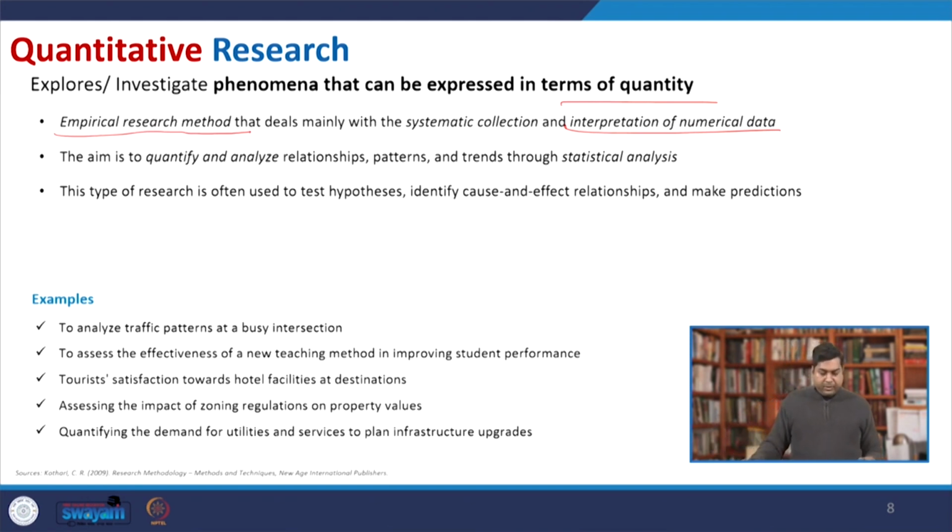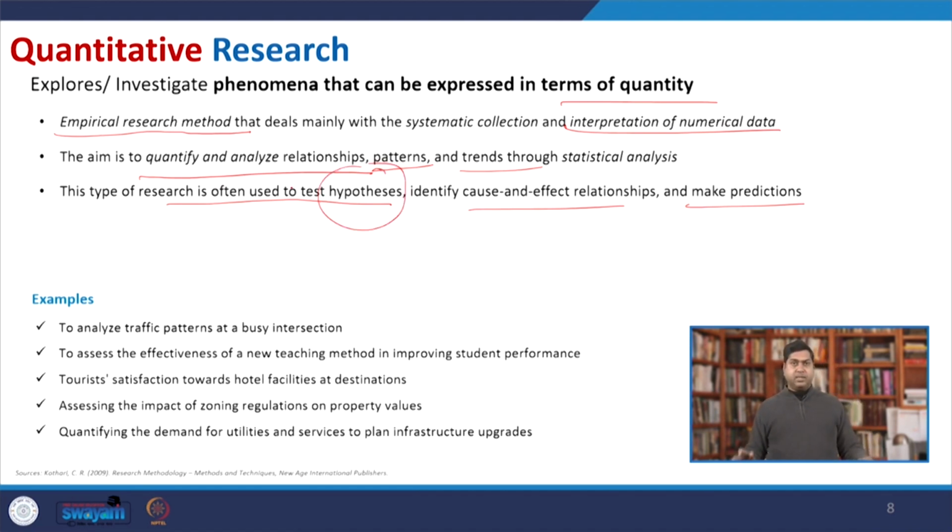The aim of quantitative research is to quantify and analyze the relationship, the pattern or the trend through statistical analysis. This type of research is often used to test hypotheses, identify cause and effect relationships, and make predictions. So it is one type of applied research, but in a quantitative manner. The new term we are discussing here is the hypothesis. So what is a hypothesis?